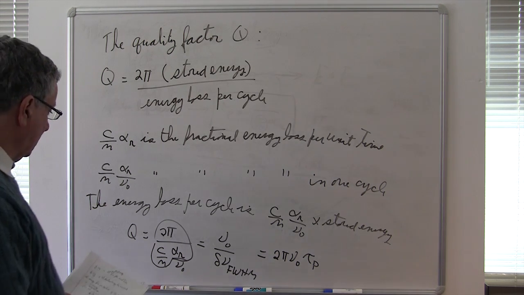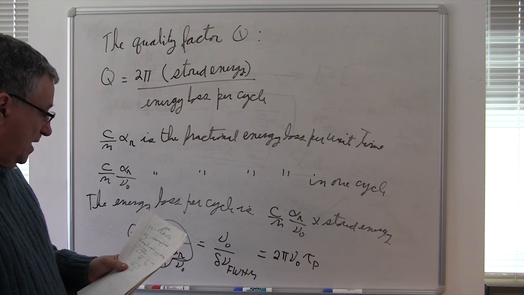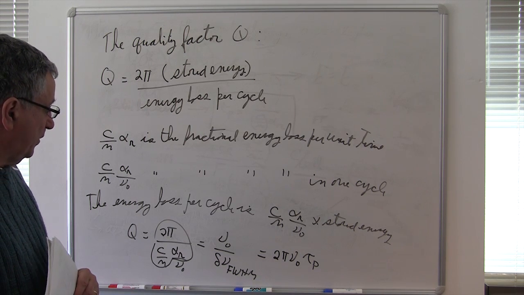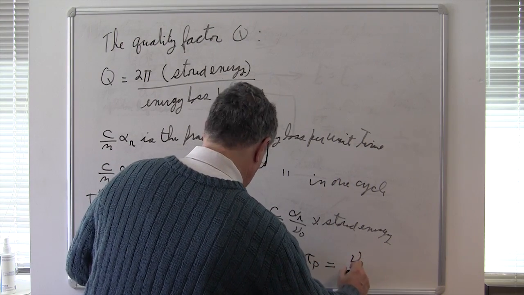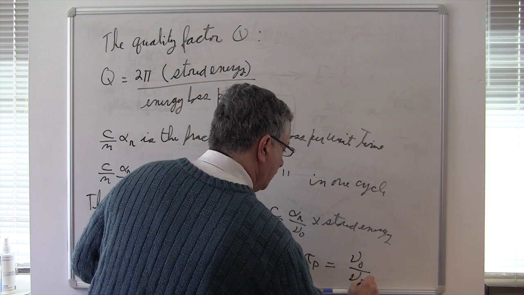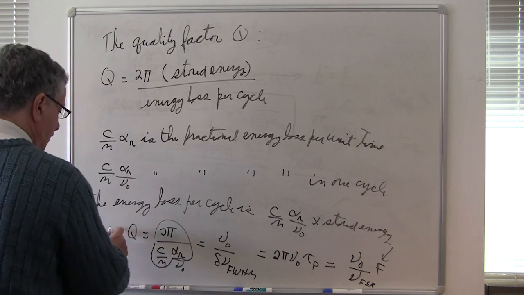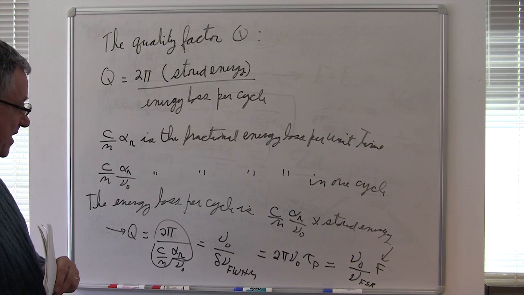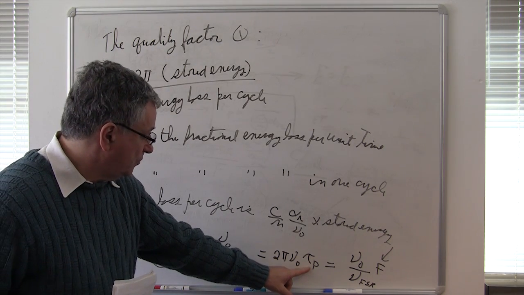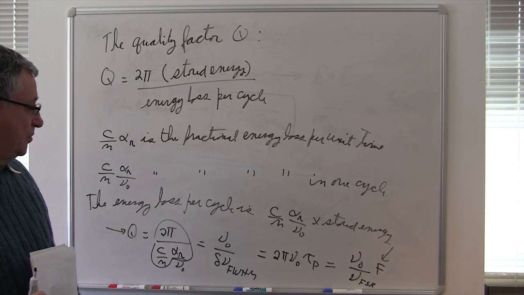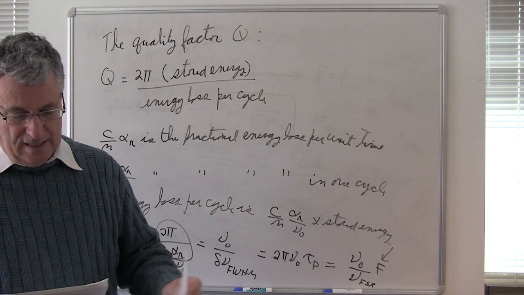And we know that delta nu full width half max is given by nu free spectral range divided by F. So this can be written as nu 0 divided by nu free spectral range multiplied by the finesse. Here we express Q in terms of the finesse of the cavity. So Q is equal to this, but Q is also equal to the expression in terms of photon lifetime. These are different equivalent expressions. Good.